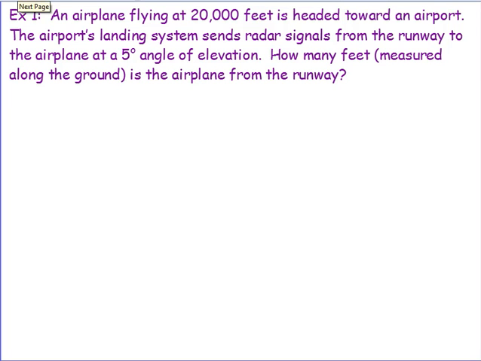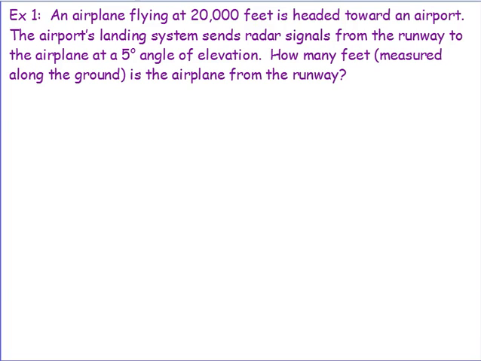An airplane flying at 20,000 feet is headed toward an airport. The airport's landing system sends radar signals from the runway to the airplane at a 5-degree angle of elevation. How many feet measured along the ground is the airplane from the runway?